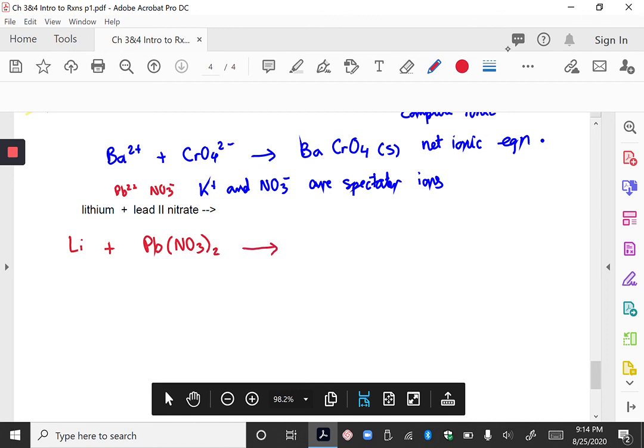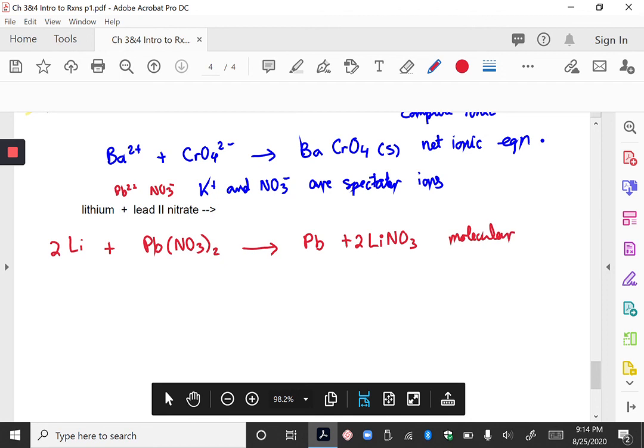If you remember, you look at the element, which is a metal, you compare it to the other metal, you see which one's more reactive. Lithium is more reactive. If it's more reactive, that means it's going to be in a compound, so it's going to come in, kick out the lead, so the lead is now by itself, and then form a compound between the lithium and the nitrate, so Li+ NO3-, so LiNO3. And then to balance it, you need a 2 here and a 2 here. So this is my molecular equation.